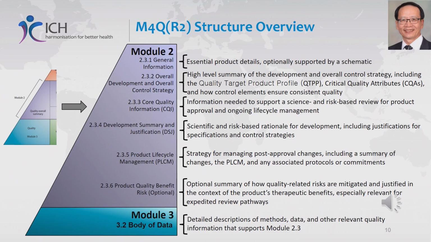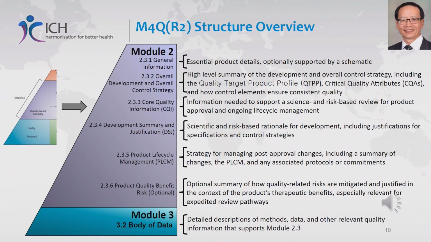Core quality information is the heart of the submission. This contains all information necessary for science and risk-based regulatory assessment. Notice how this is organized by the same material structure which we see in Module 3. This parallel structure between the Module 2 core quality information and Module 3 ensures consistency and easy cross-referencing.